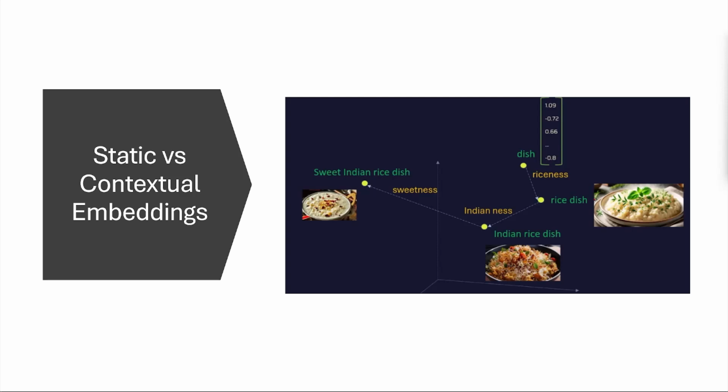The static embedding for the word dish can be modified based on whether it's a rice dish, an Indian dish, or a sweet Indian rice dish. To generate contextual embeddings, you need to take the original static embedding and have other words influence the static embedding.